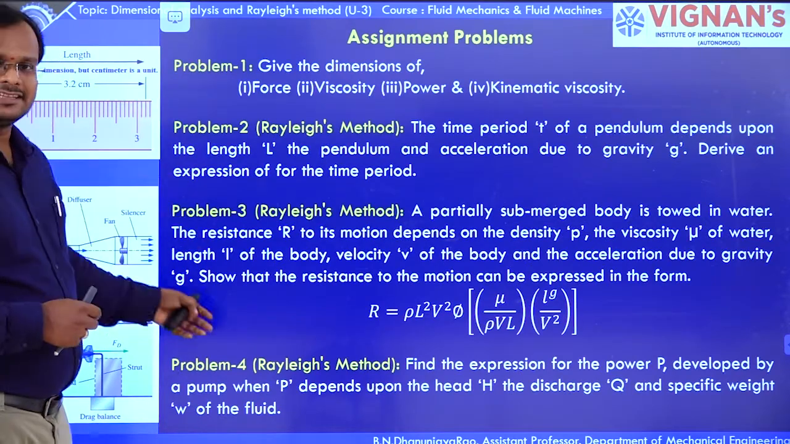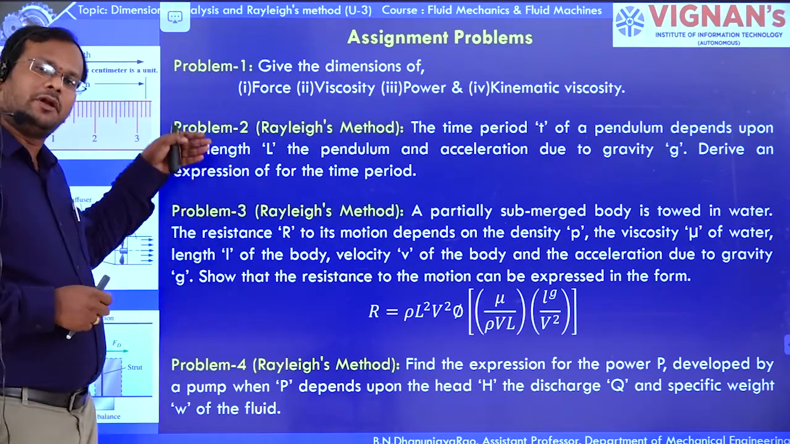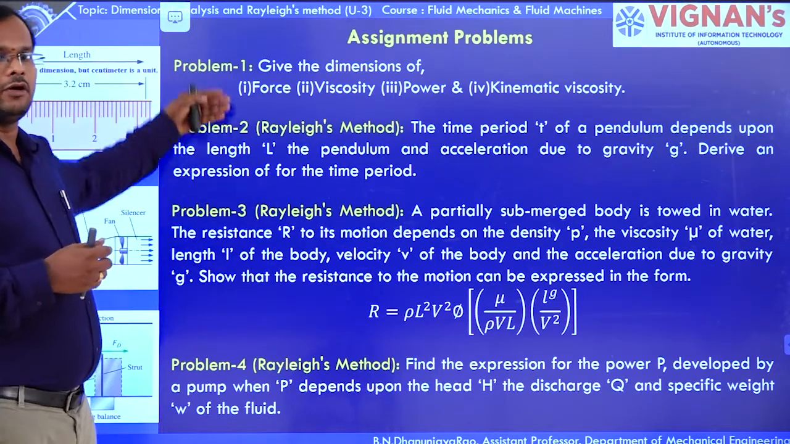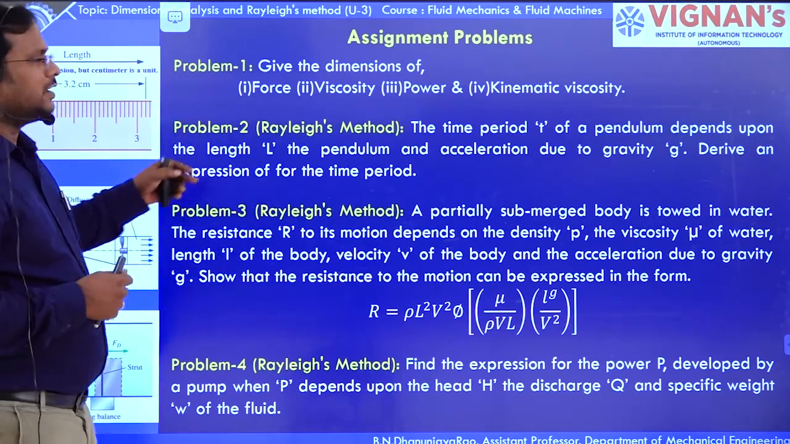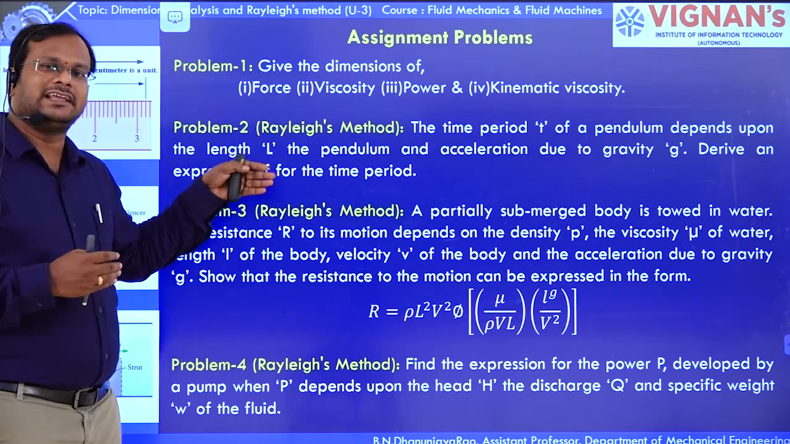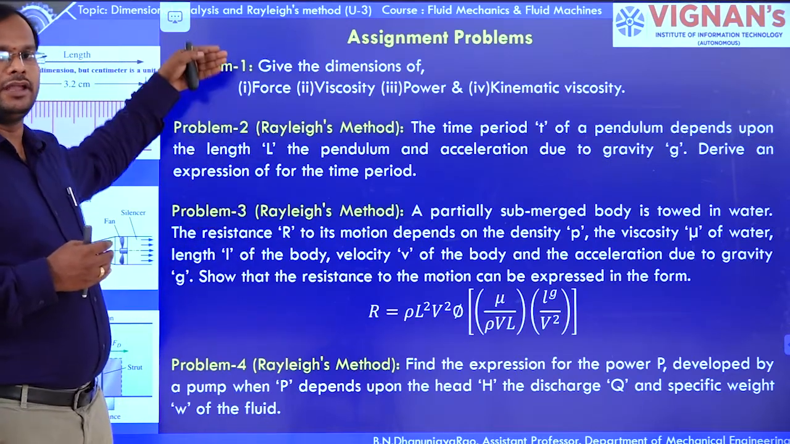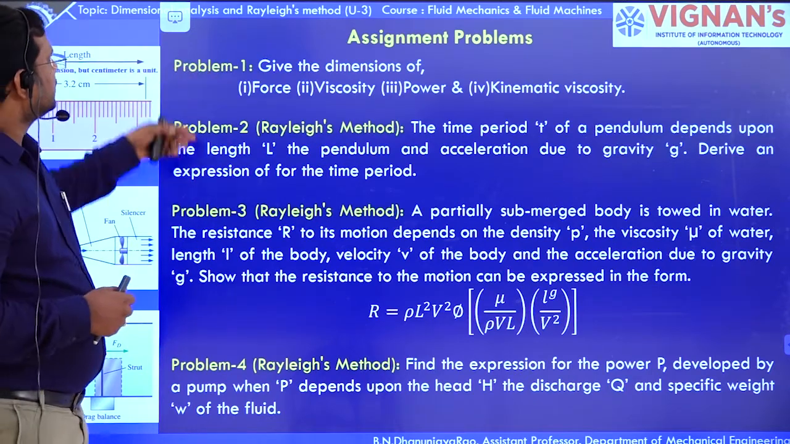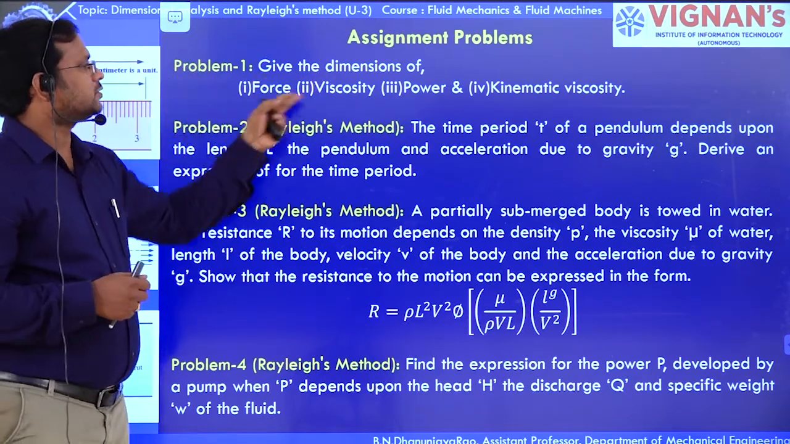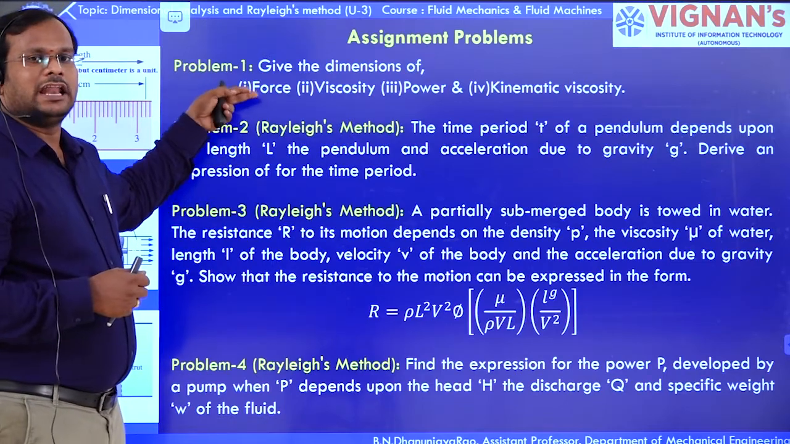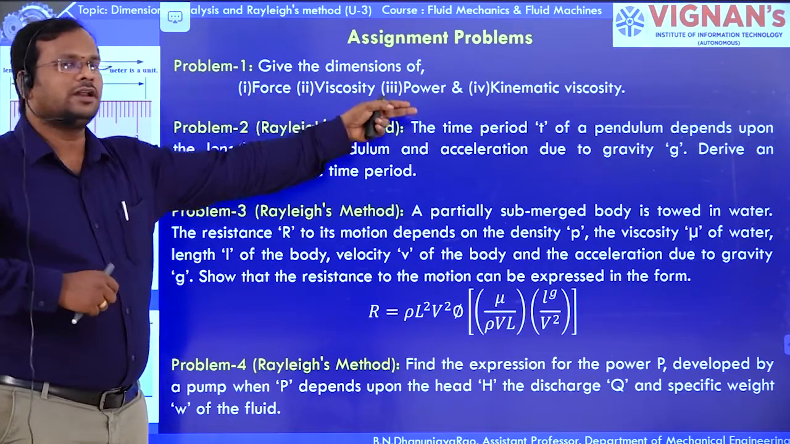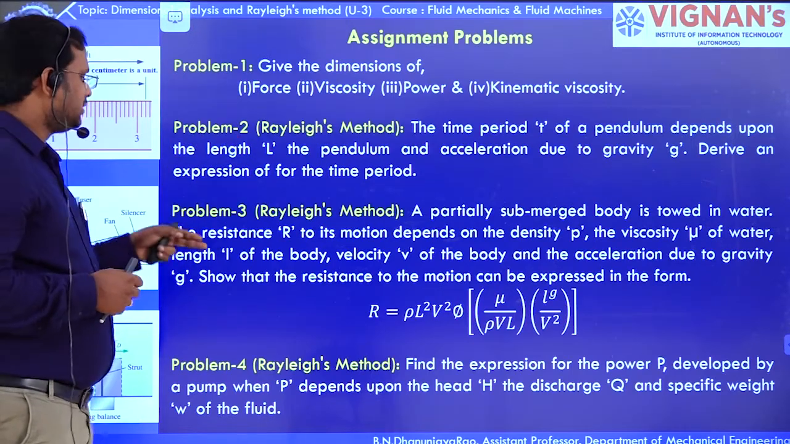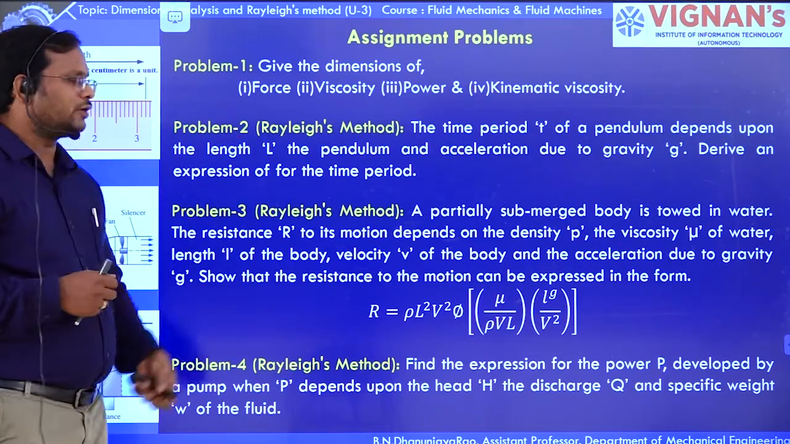And here are the assignment problems. A few assignment problems are also given for you to analyze yourself. You can try all the problems. For better understanding, I placed an example. By following those examples, you can solve all these problems. First problem, we need to derive the dimensions for these particular variables. Next, there is problem 2 on Rayleigh's method, problem 3 on Rayleigh's method, and problem 4 on Rayleigh's method.